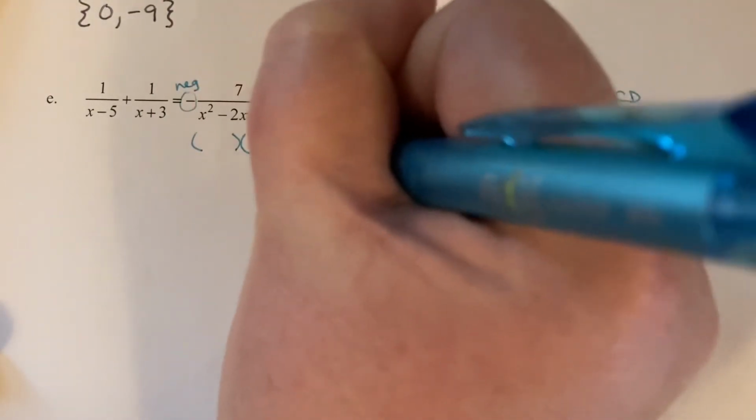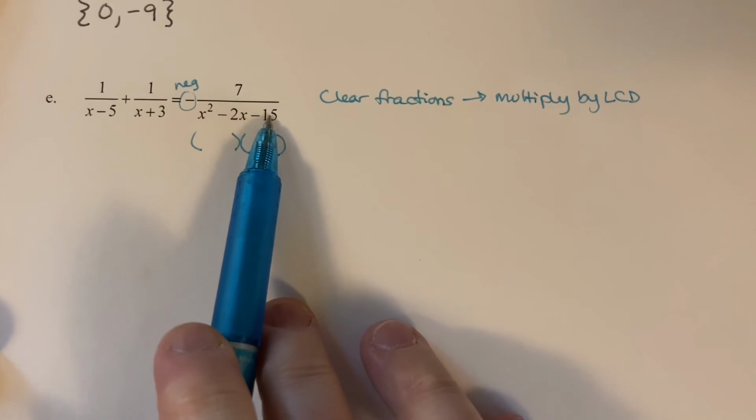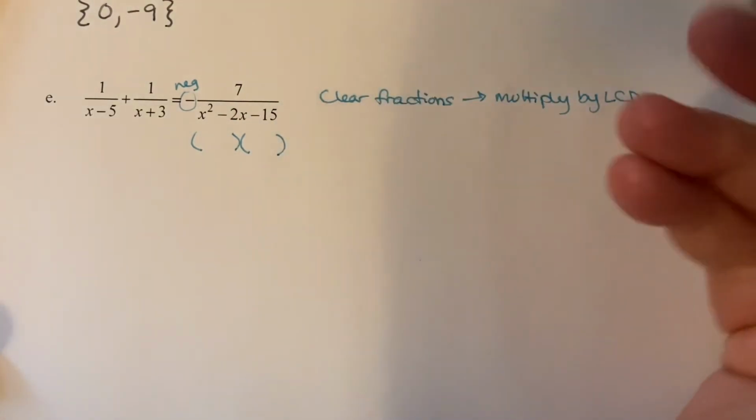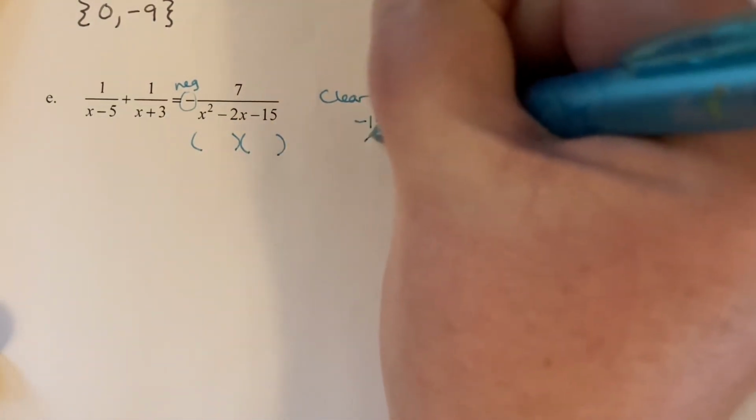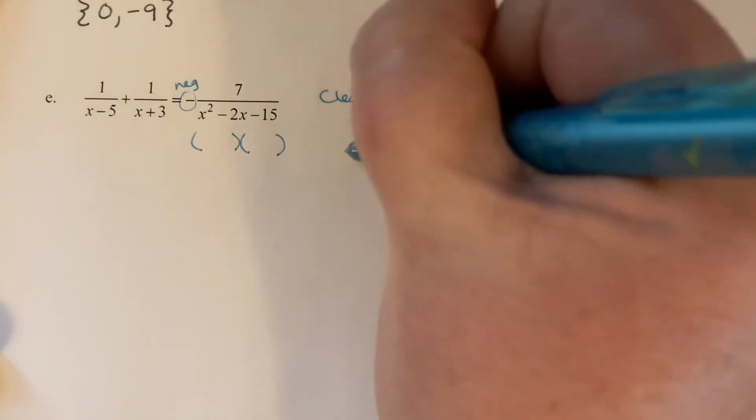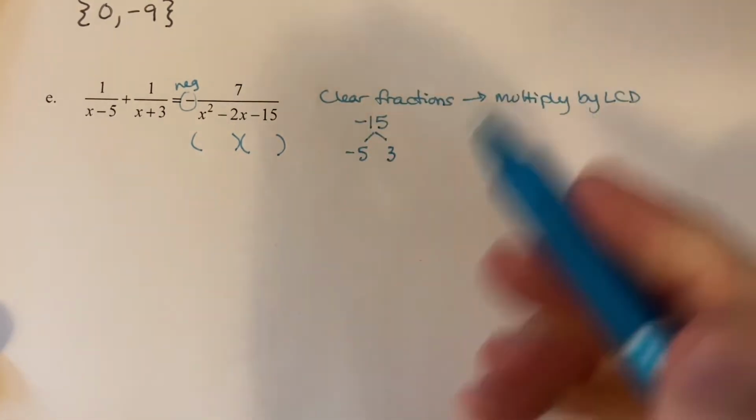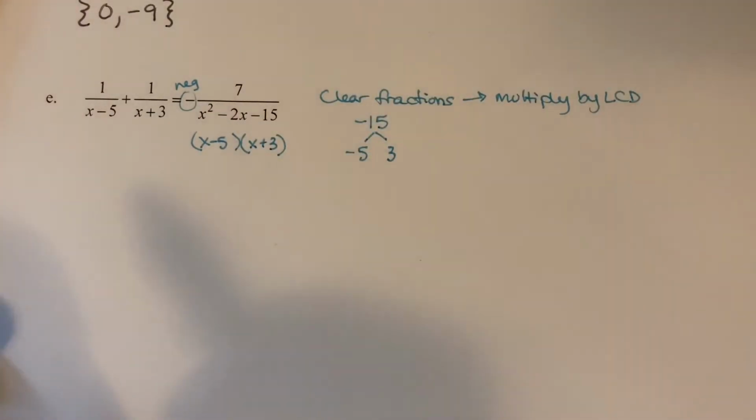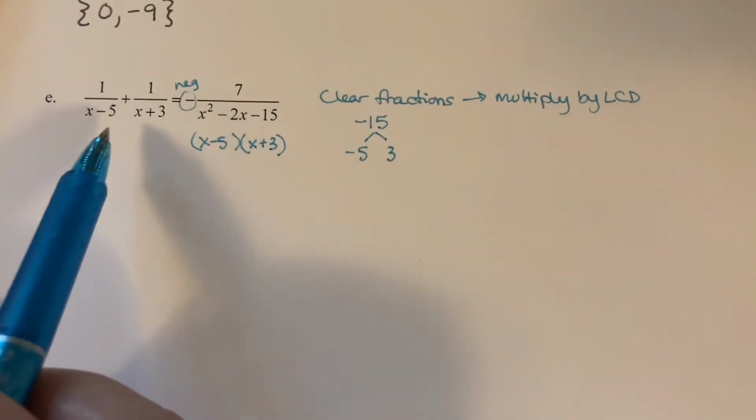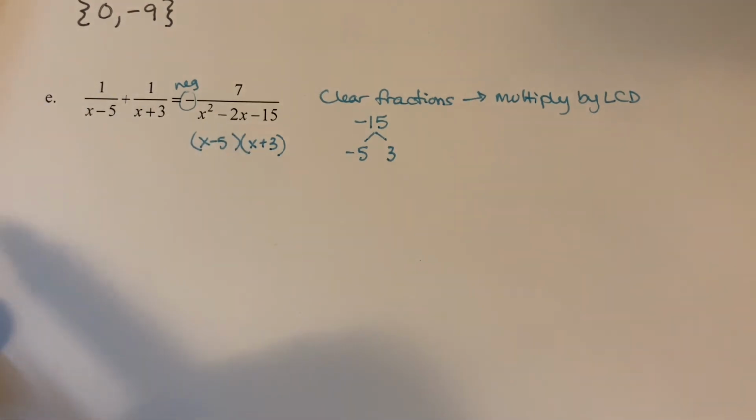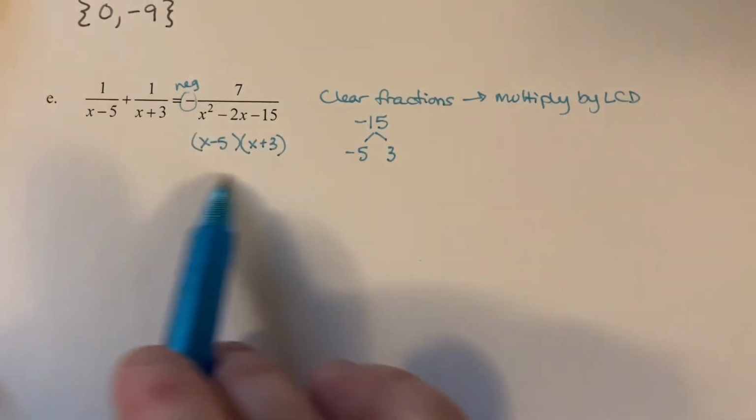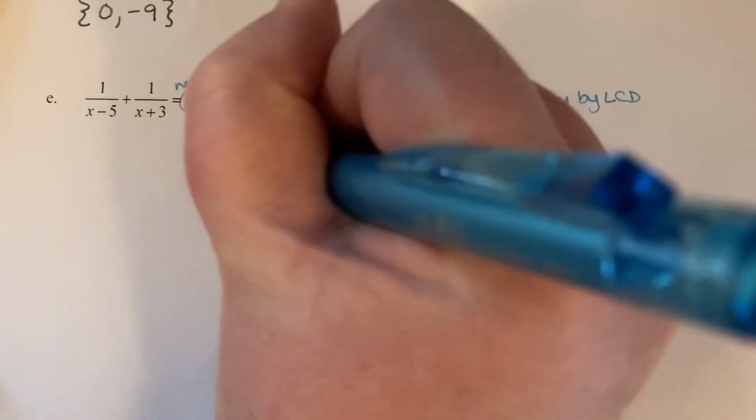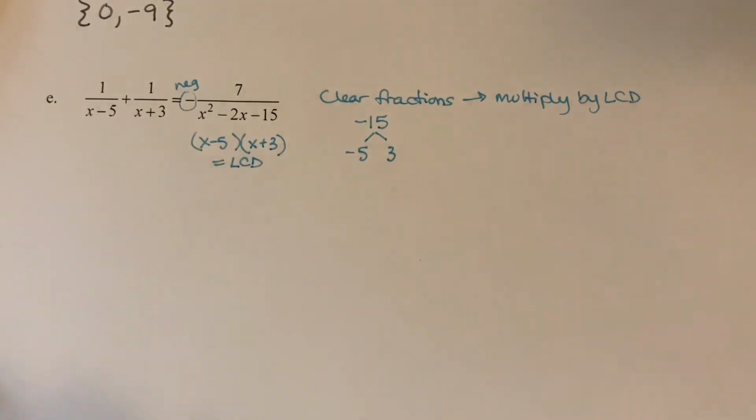So I need to try to factor this quadratic. So we're looking for two numbers that multiply to negative 15 and add to negative 2. That would be negative 5 and positive 3. Those would add to negative 2. So this would be x minus 5, x plus 3. Oh, and look, it just so happens those are the two denominators over here. Not really a coincidence. So what I need to multiply everything by is this LCD. Both x minus 5 and x plus 3.